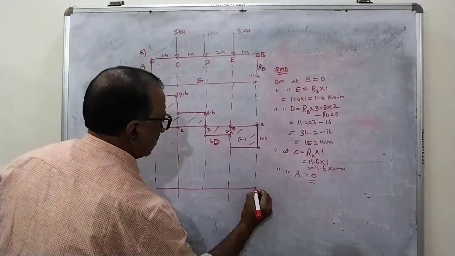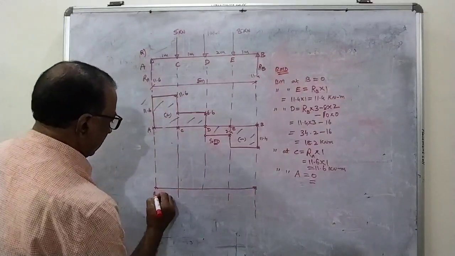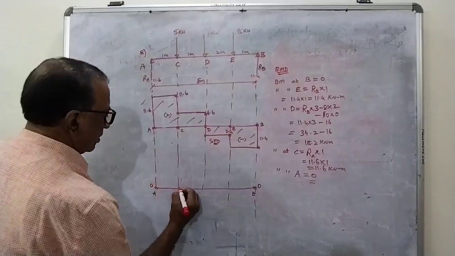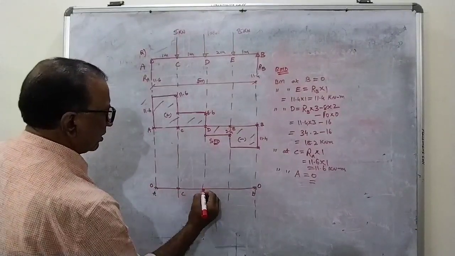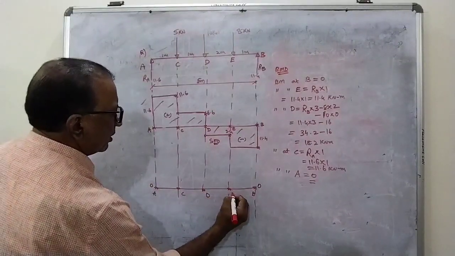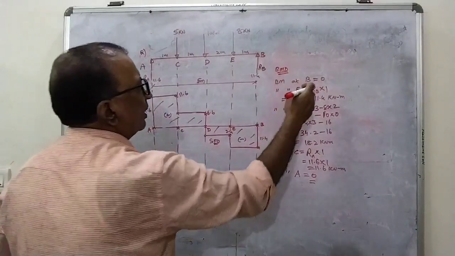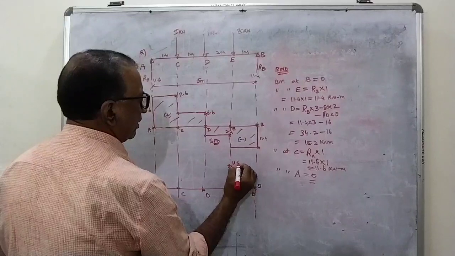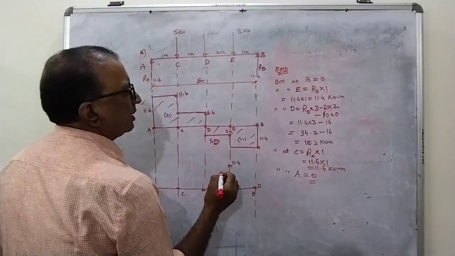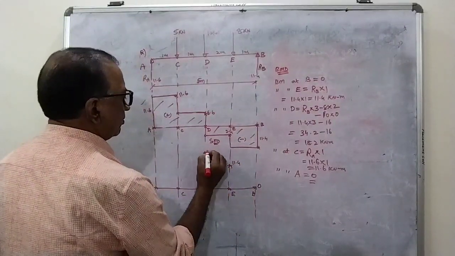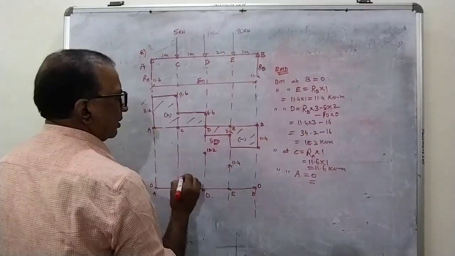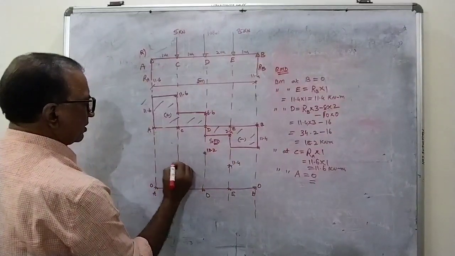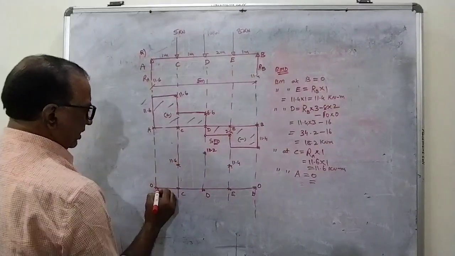Now if I draw the bending moment diagram, A, B, where it is 0, this is C, this is D, and this is E. What is the bending moment at E? 11.4, height is 11.4, at D it is 18.2, at C it is 11.6, at A it is 0.